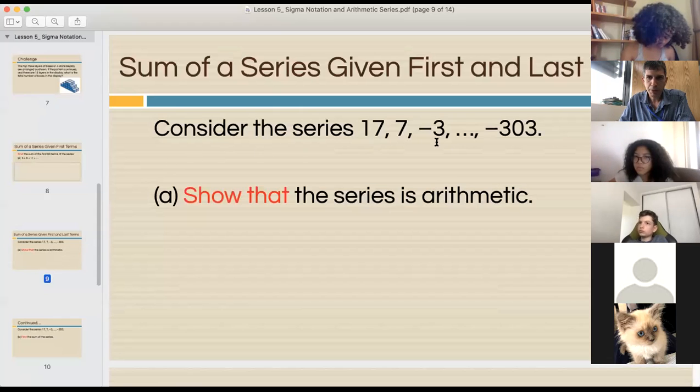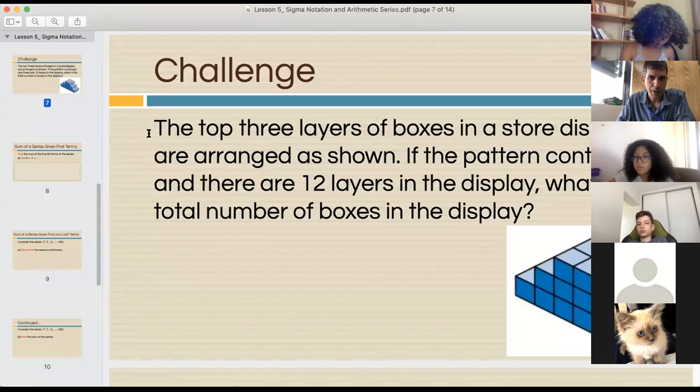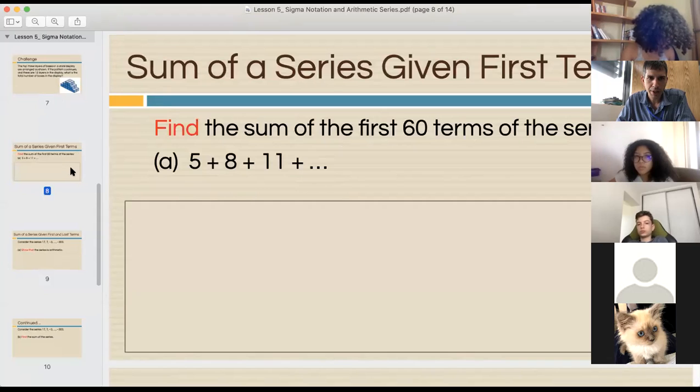Let's take a look at this problem right here. So this is the next slide. The problem we just did was slide 8. Let's take a look at this slide right here, slide number 8. It says find the sum of the first 60 terms of the series. And then it has 5 plus 8 plus 11.